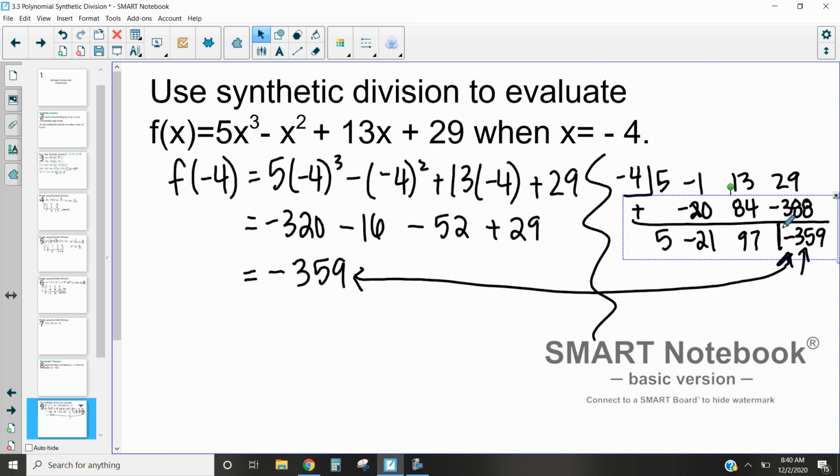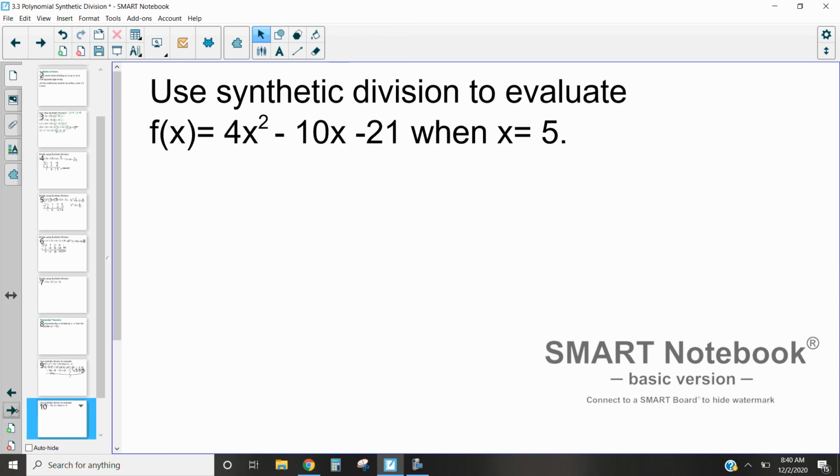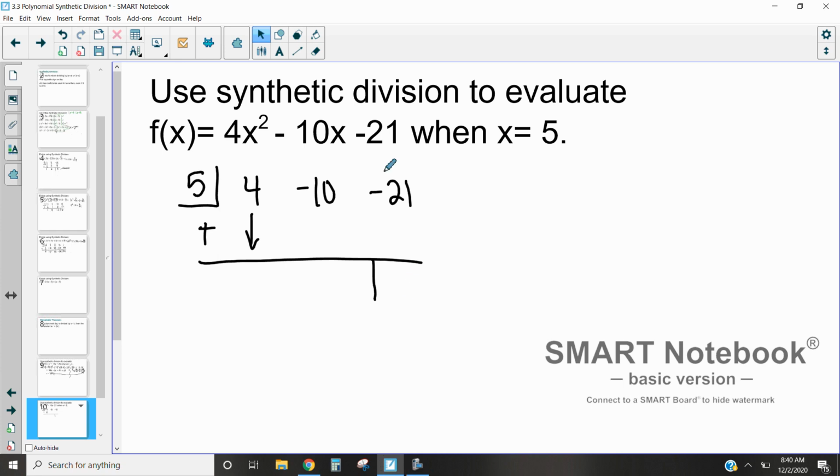So let's go over two more examples where we use this synthetic division to figure out what happens when I put x equals 5 in. So let's go ahead and do it with this one. We've got 5. Our coefficients are 4, -10, and -21. We're going to bring this one down, and we're adding. Here will be our answer.